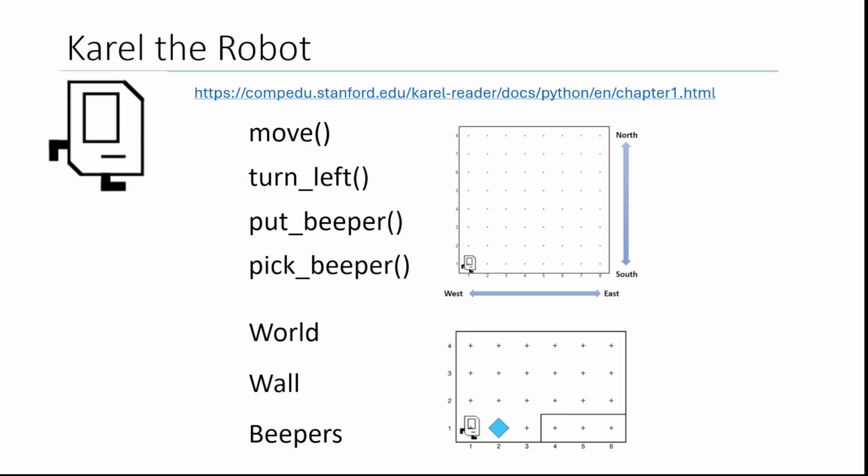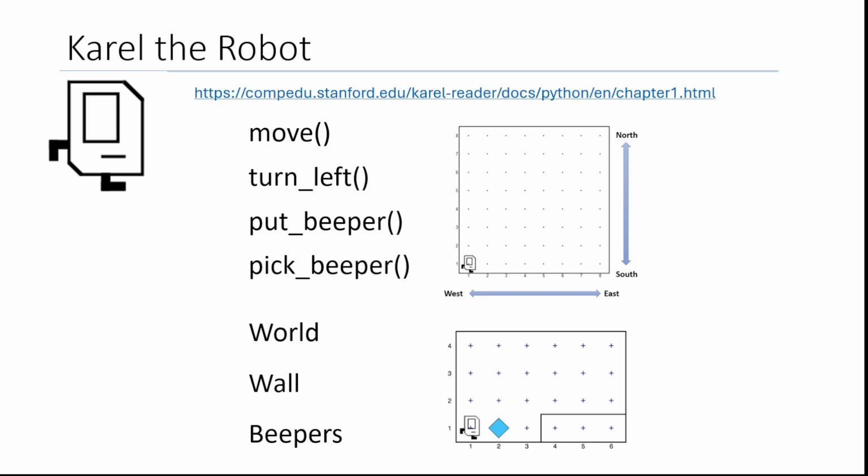Here is a quick introduction from part 1. Karel the Robot is a simple robot that lives in a grid-like world. In Karel's world, there are 4 basic directions: north, south, east, and west. Karel can move one step at a time in any of these directions, but it can't walk through walls. Walls are barriers that Karel must navigate around.